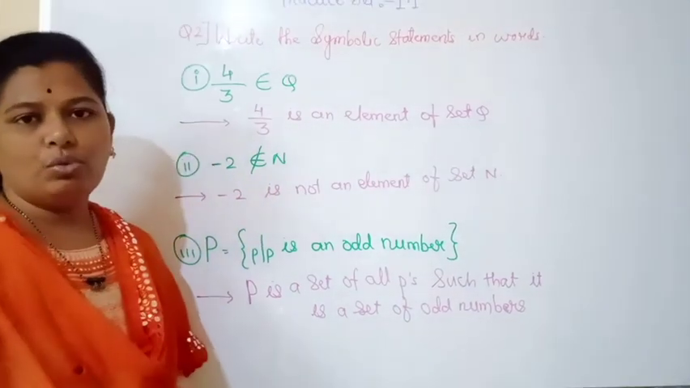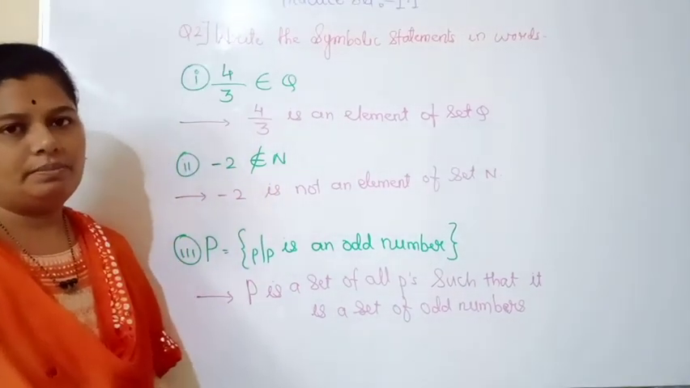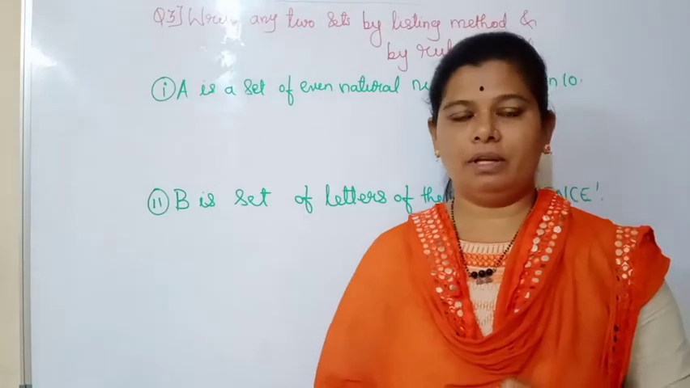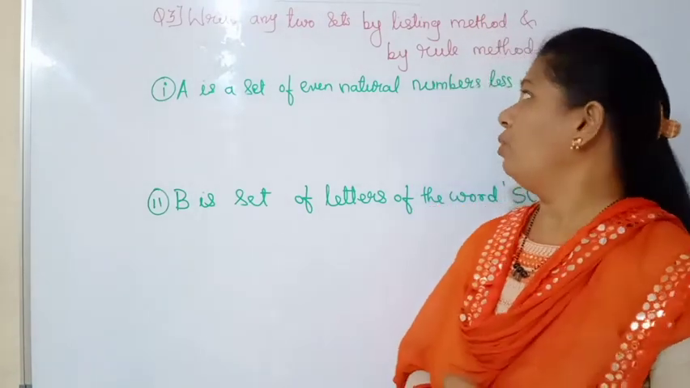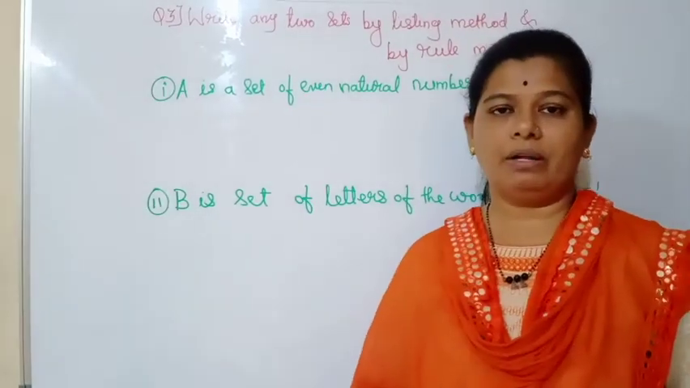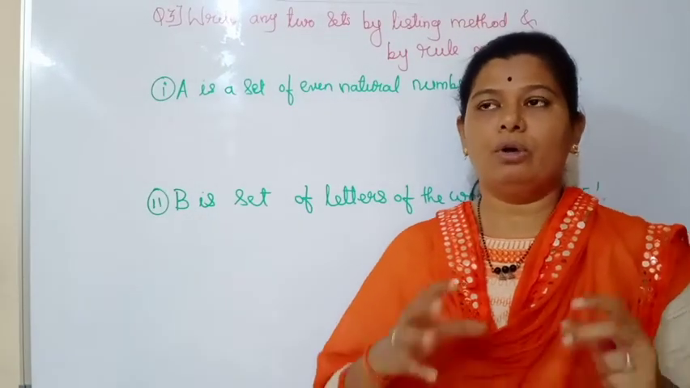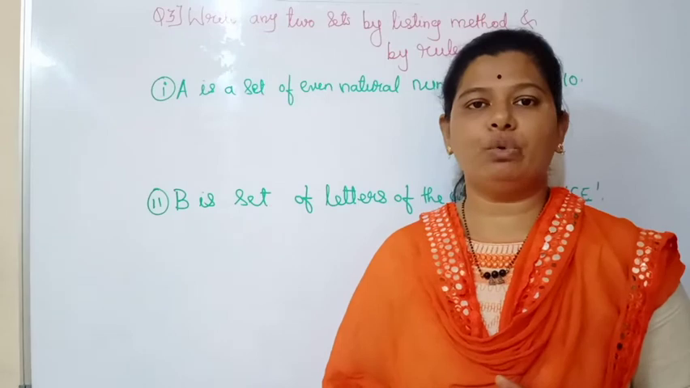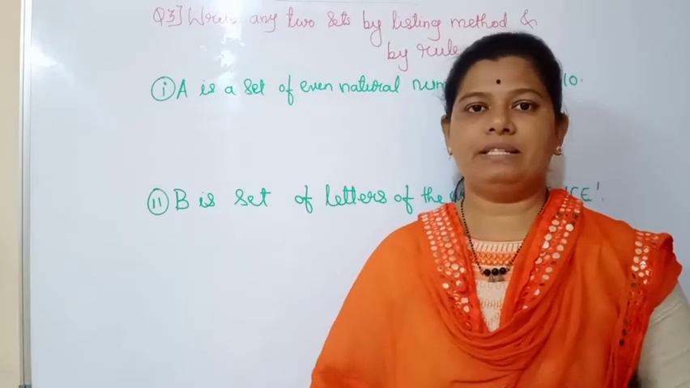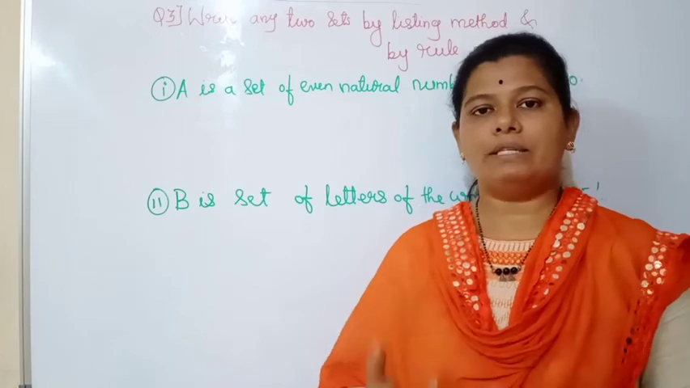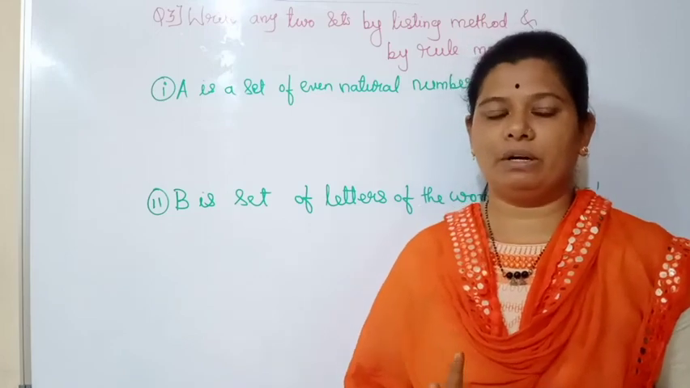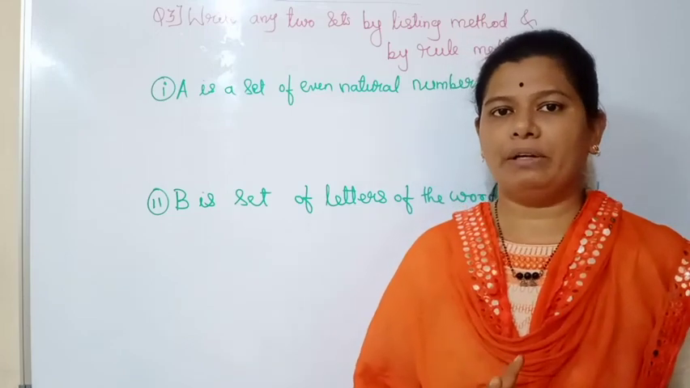So now we will move towards question number 3. Now we will study question number 3. In the third question, that is, write any two sets by listing method and by rule method. Whatever set is given to us, we have to write that set in both ways, that is, the listing method, and the second type, that is the rule method. In both the methods we have to write a set.